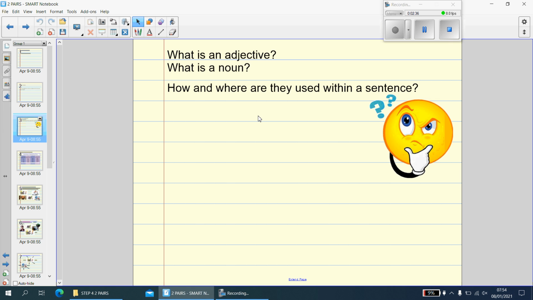Okay, a noun is a naming word. So it's a person, a place, or a thing. And so the adjective describes that. So for example, your noun could be a boy. And then your adjective would be the small boy, the cold boy, the thin boy, the fat boy, and so on. Okay, so adjectives, it says how and where are they used within a sentence. Adjectives are generally used before the noun that they're describing.